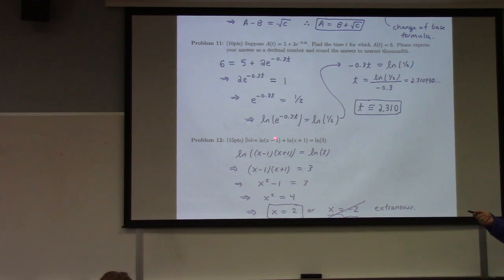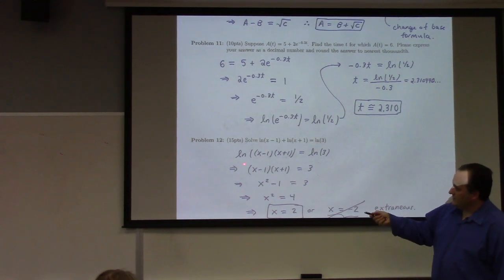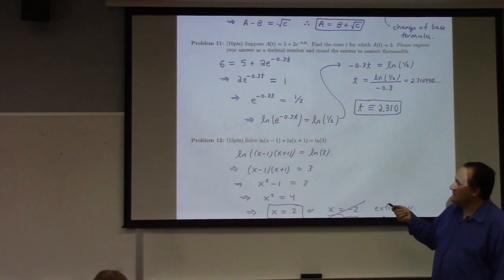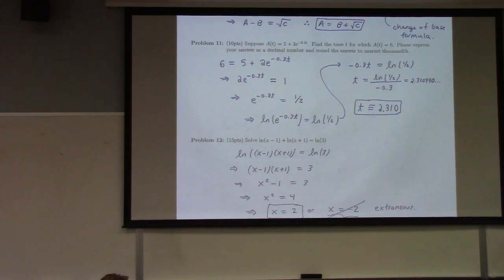This one here, some of you are still not hearing me. When we have a log of a sum, it's the log of the product, right? So you don't just drop the natural logs and add these. Some of you are still doing that. That's not how it goes.